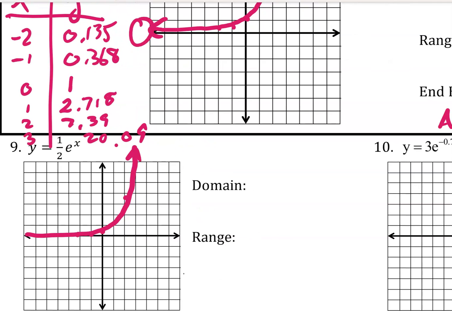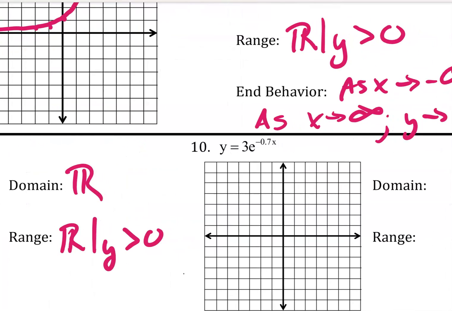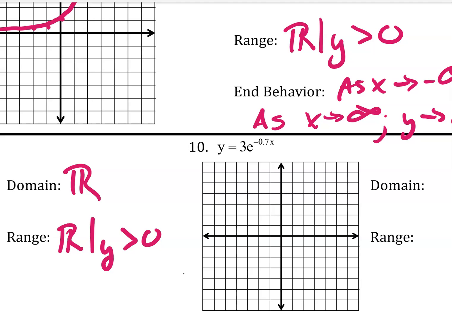My domain, however, won't change. My range also won't change. Number 10, 3e to the negative 0.7x.